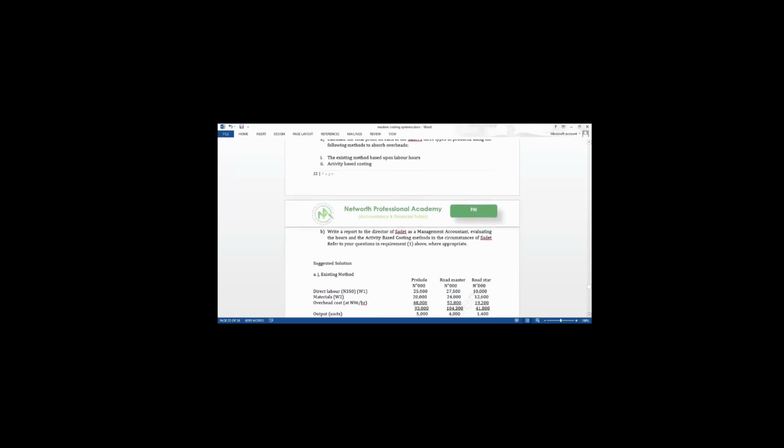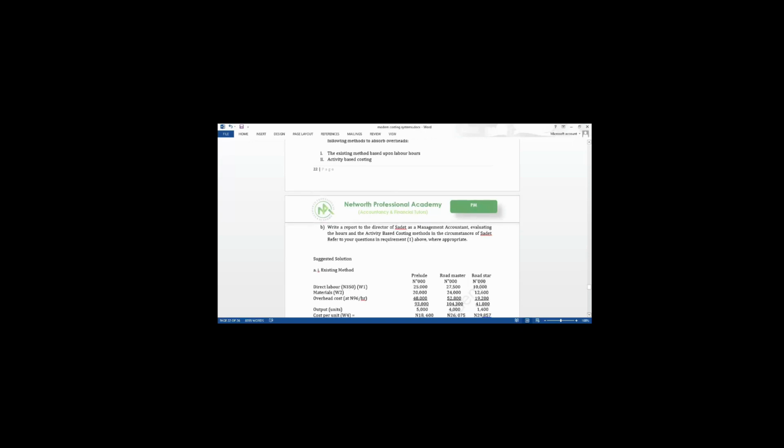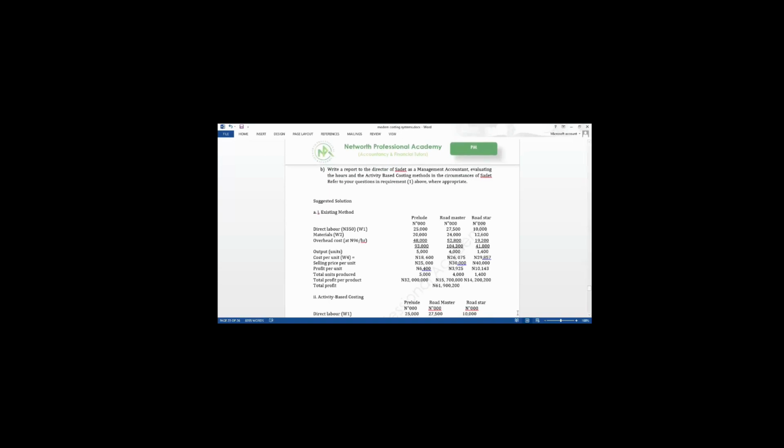Now, before we go to the report, what have you observed? Let's compare. The report is always there for us to read. What have you observed? Year cost 18,600. Look at this. The cost of Roadstar has been grossly understated.